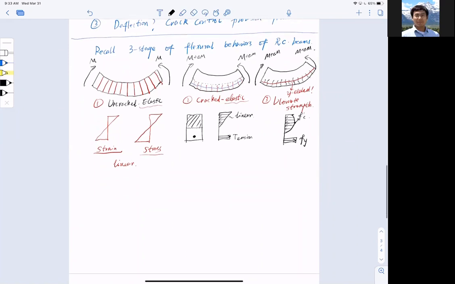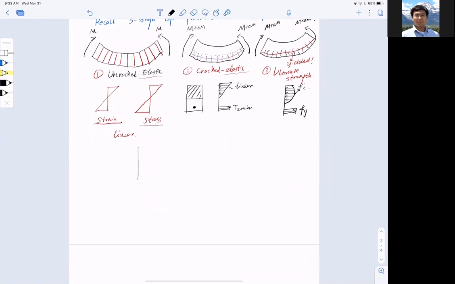Okay, increase the moment. If I were to draw the response in a plot, let me make the y-axis the moment, and let me make the x-axis the curvature. You may already forget about this. What is curvature? Curvature simply is the rotation angle, phi, here. So it's describing how much bending we're seeing for the beam.